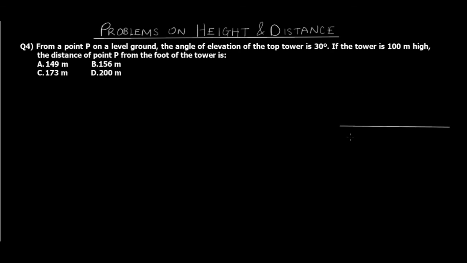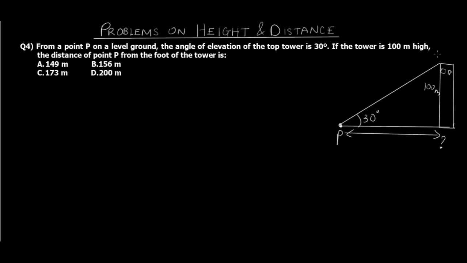So they're saying from a point P, which is at ground level, the angle of elevation of the top of the tower is 30 degree. So we have a tower over here. So the angle of elevation is again 30 degree. They've given that this tower is 100 meters high. So let me just write it down, 100 meters. The distance of point P from the foot of the tower is. So they are asking us this distance.